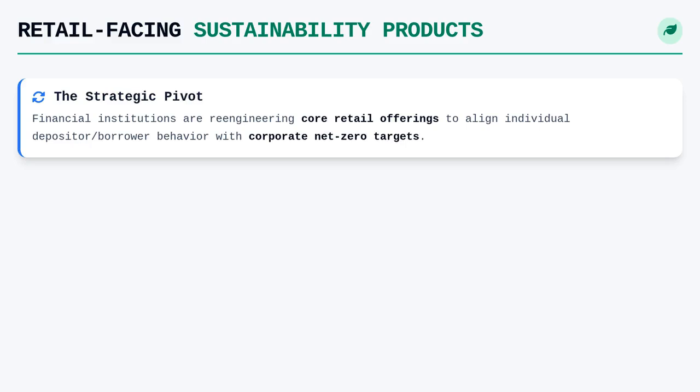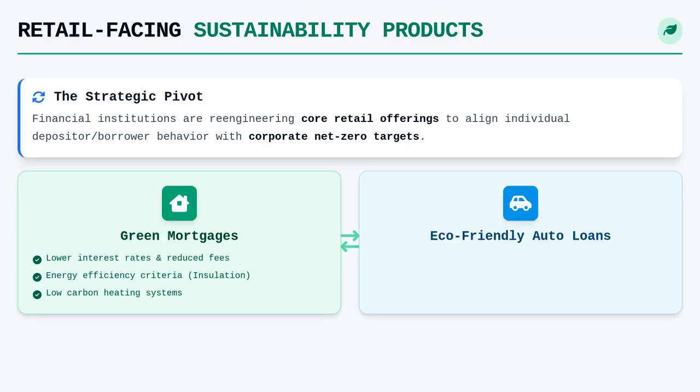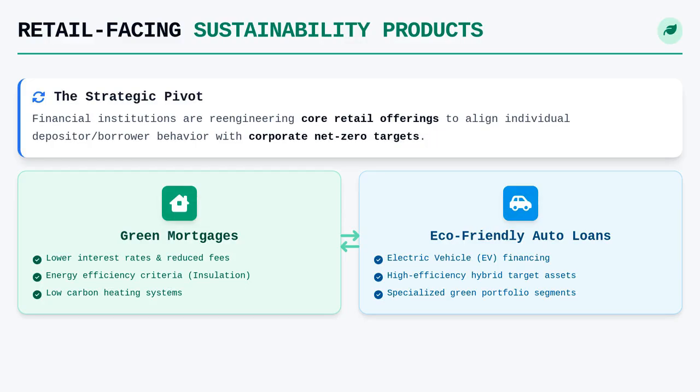Financial institutions are increasingly pivoting toward retail-facing sustainability products to meet growing demand from individual depositors and borrowers. This shift involves re-engineering core retail offerings like mortgages and auto loans to reflect the environmental profile of the underlying asset. A green mortgage, for instance, typically incentivizes homeowners by providing lower interest rates or reduced fees for properties that satisfy rigorous energy efficiency criteria, such as superior insulation ratings or low-carbon heating systems. Similarly, eco-friendly auto loans target the financing of electric or high-efficiency hybrid vehicles, creating a distinct portfolio segment that aligns retail lending with corporate net zero targets.